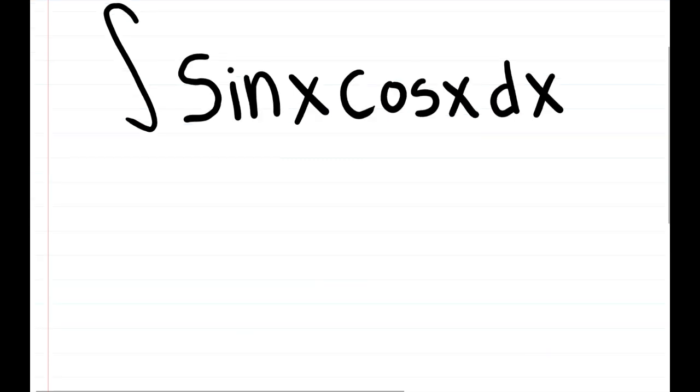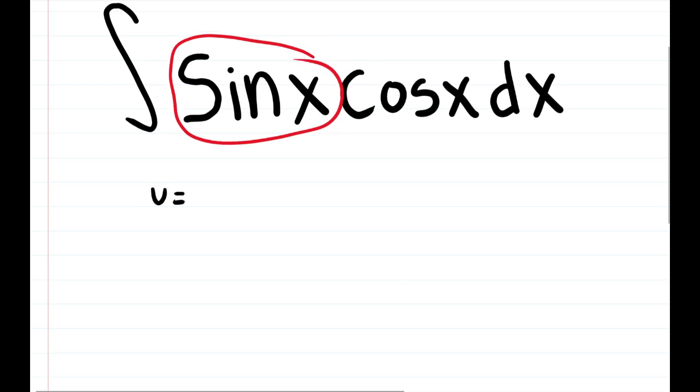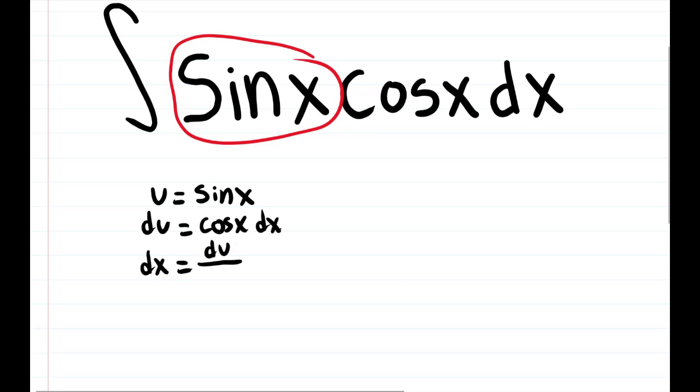Let's move on to our next question. The integral of sine x cosine x dx. So again, let's define what u is. In this scenario, I'll say that u is the sine of x. So let's write that down. u is the sine of x, which means that du is equal to cosine of x dx. And solving for dx gives us du over the cosine of x.